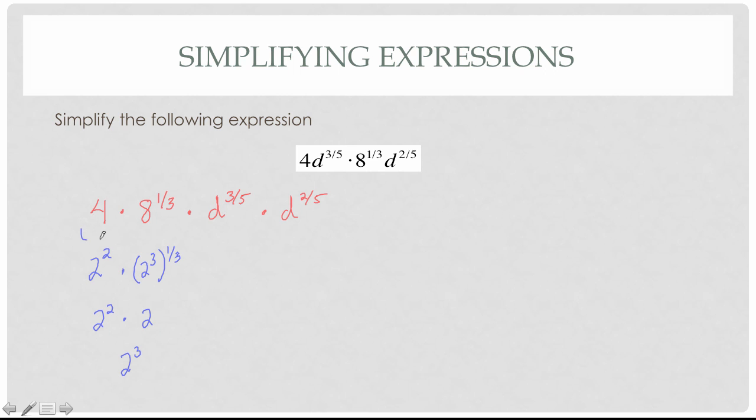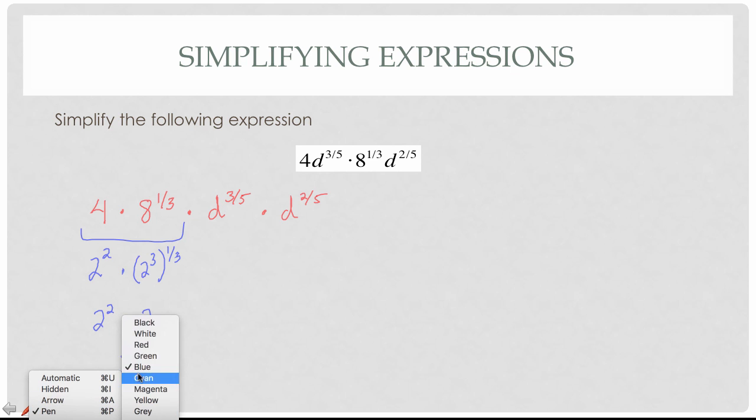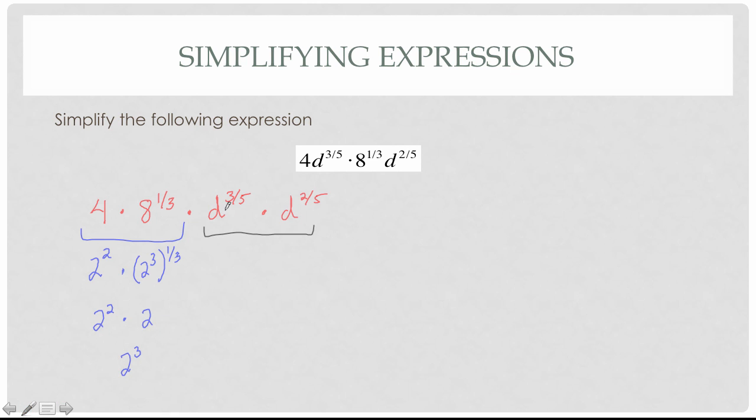We've now just simplified all of that real numbers. Now let's take a look at all of the stuff with the d. Let's simplify that. So d to the 3/5 times d to the 2/5. Well, if you remember with fraction exponents, if we're multiplying by the same base, we can add the exponents. So this turns into d to the 3/5 plus 2/5.